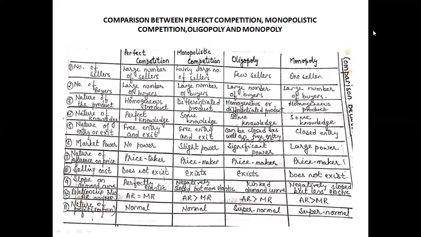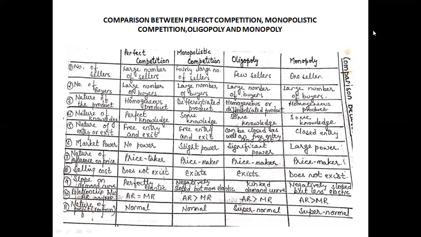Then differentiation on the basis of relationship between average revenue and marginal revenue. In perfect competition, average revenue is equal to marginal revenue. In monopolistic competition, average revenue is greater than marginal revenue, while in oligopoly, average revenue is greater than marginal revenue, and monopoly also average revenue is greater than marginal revenue.